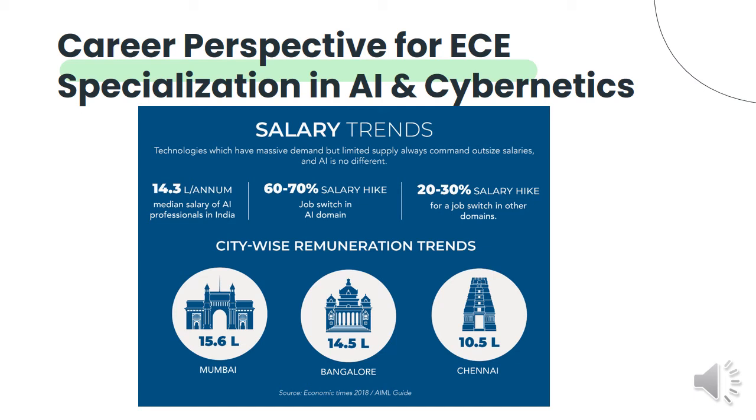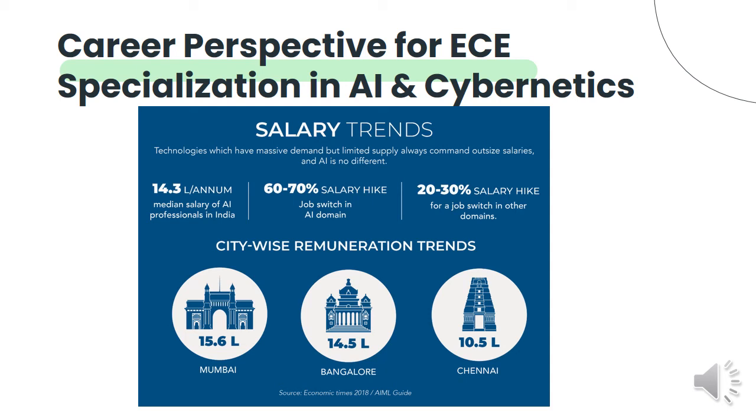This is an article published back in 2018 in Economic Times. According to Economic Times 2018, AI and cybernetics have massive demand but limited supply. This will always command outsized salaries in various companies. It has an average salary of 14.3 lakhs per annum in India, with a 60 to 70% salary hike for job switching in AI, and also a 20 to 30% salary hike for job switching in other domains.